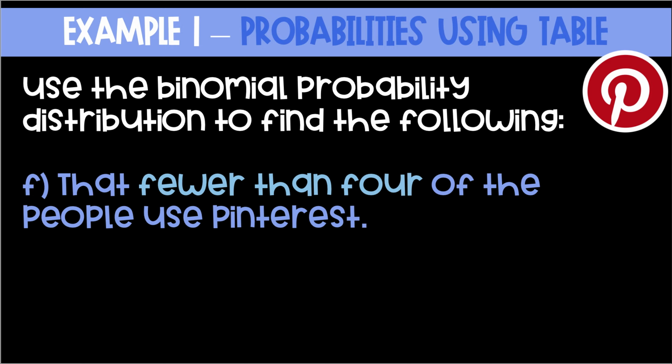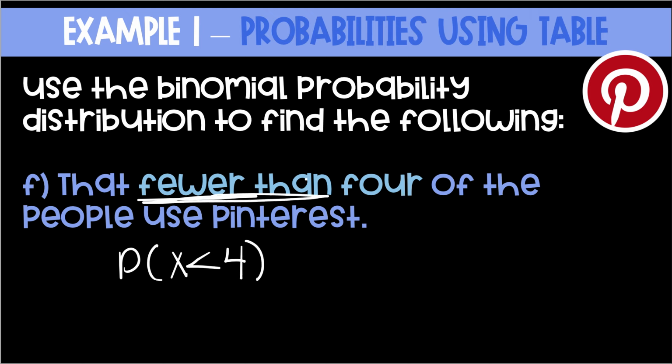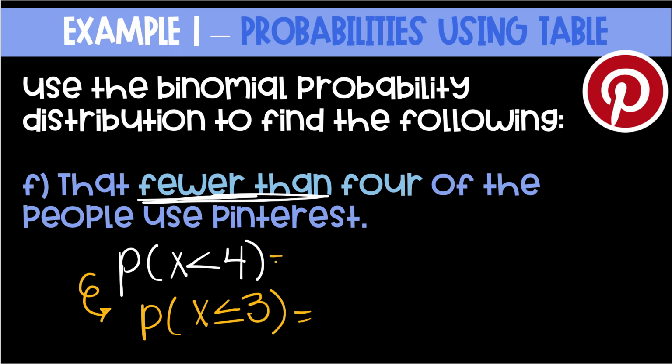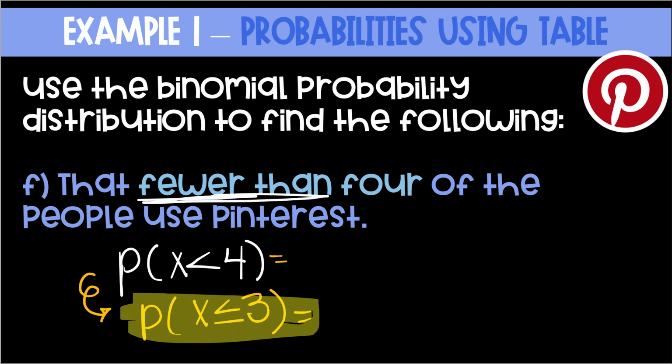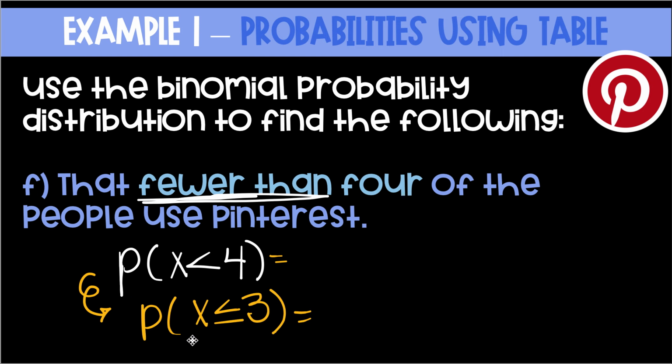What's the probability that fewer than 4 of the people use Pinterest? We are looking at that notation again. Fewer than. Probability of X is less than 4. But remember that less than 4 does not include 4. So we will need to do that adjustment, and I'm going to go 1 before 4 so I can include the value. X is less than or equal to 3. These two are the same probability, but we can only put this one in Desmos. That's why we're making that adjustment, because Desmos only allows us to use those inclusive inequality symbols.